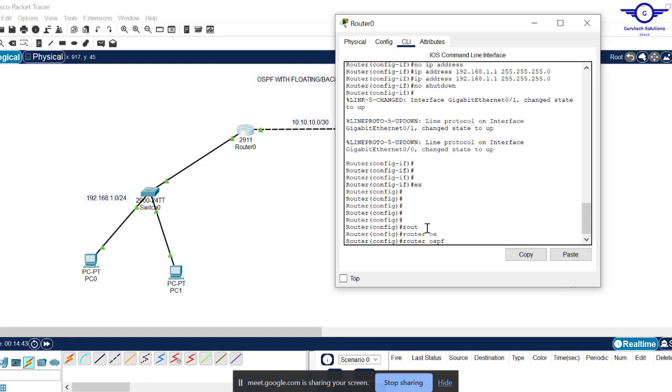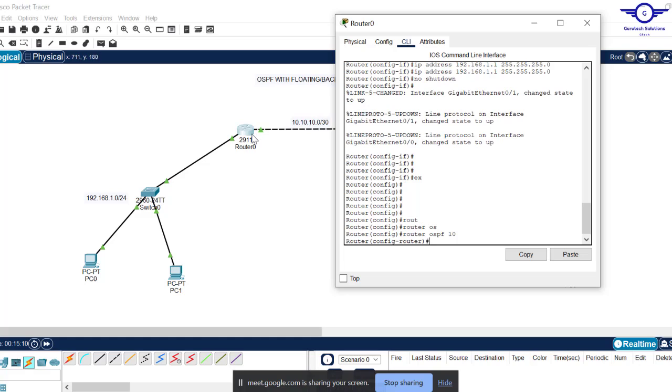Then, in the case of OSPF, there is something that is called the process ID. So it's very important to include the process ID. In my case, let me use 10. You can use any number, even from 1 to 100 or 1 to 30, but I normally use 10. So router ospf 10, you make the router know that it's using the routing protocol OSPF with a process ID of 10.